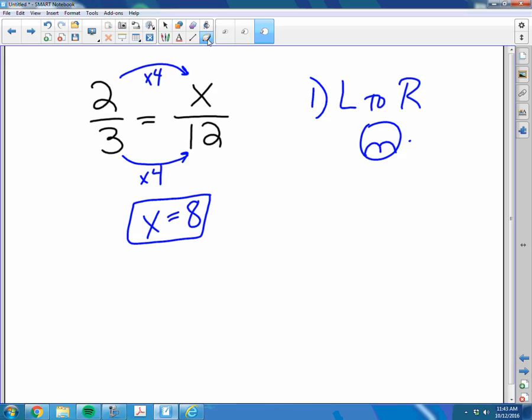By the way, you can also go right to left. You can go left to right, or you can go right to left. So the first way you look is left to right, same to the top as the bottom. The second way I want you to attempt to solve a proportion is this.